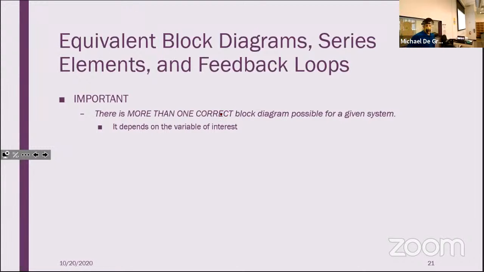There is more than one correct block diagram that's possible for any given system, right? We've shown a couple different ways you can do this. It depends on what you're interested in, and on what variable you want to analyze. If you want to analyze current, you'd better make sure that you have current out as a signal somewhere, right? You want velocity, you want pressure, right? That's what it comes down to.